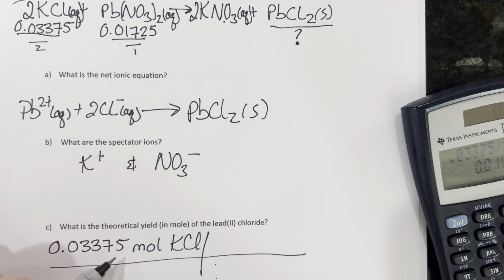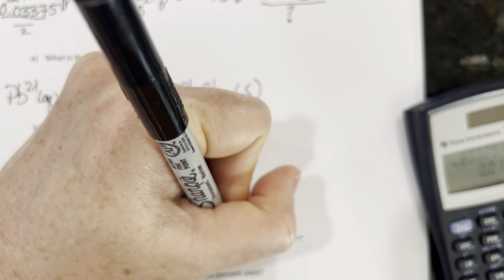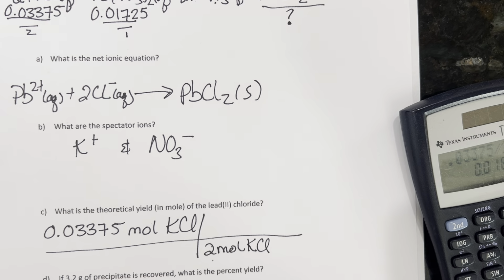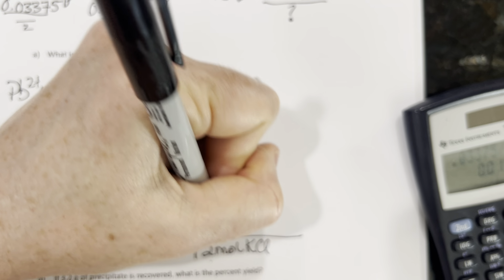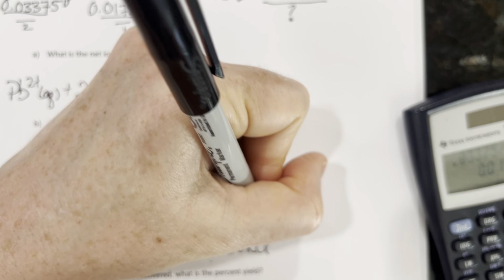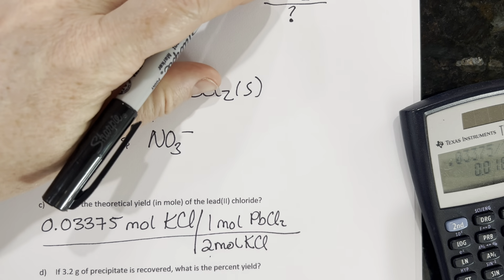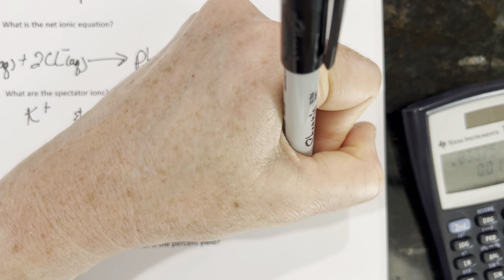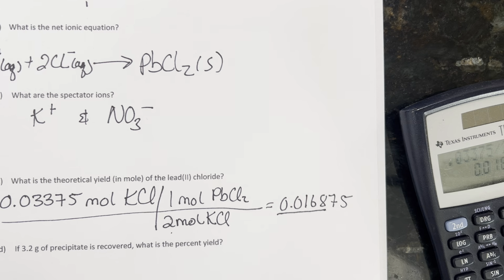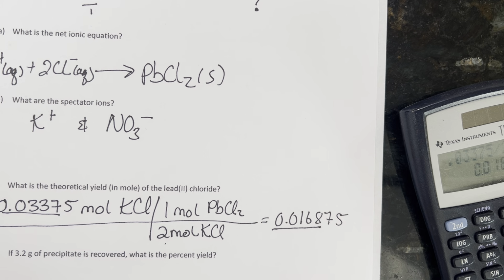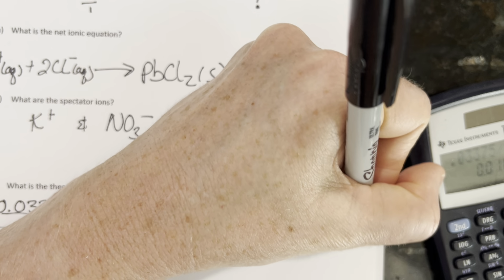All right, now once I've done that, I'm set, because if this is mole of KCl, I know I must put 2 mole of KCl here. And for every 2 mole of KCl, my question mark was over here at the lead, I get 1 mole of the PbCl2. All right, so this gives me an answer of 0.016875, and it would have 3 sig figs. And again, this is mole of PbCl2.